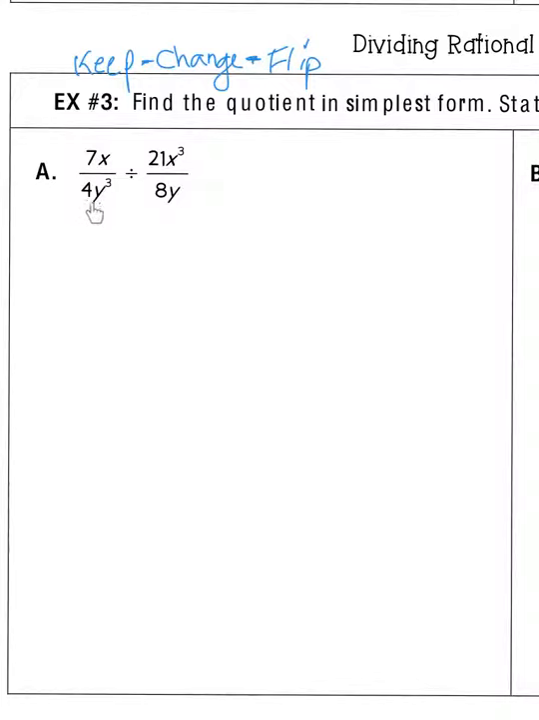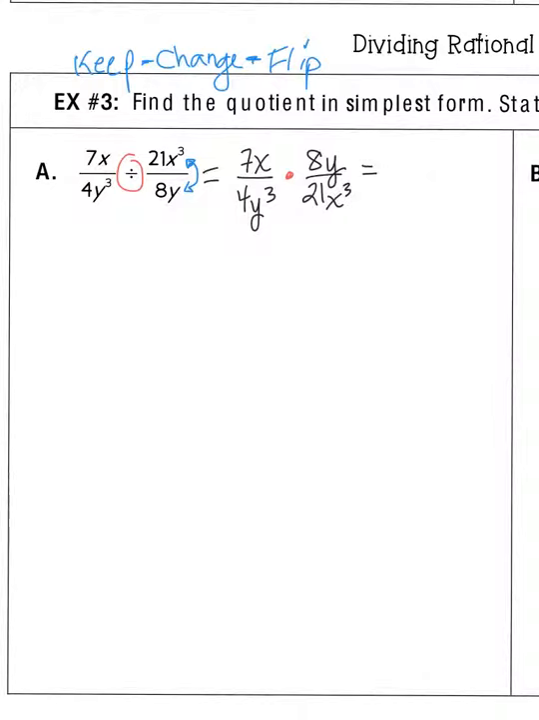So keep means you're going to keep the first fraction exactly as you see it, don't touch it. Change means you're going to change division to multiplication. And flip means you're going to change this into its reciprocal. So the 8y goes up top, the 21x cubed goes in the bottom. So that's what we're going to do. We're going to keep, so I have 7x over 4y to the third. Then instead of division, we're going to change that to multiplication, and then we're going to flip this fraction. So the 8y is going to go up top, and the 21x cubed is on the bottom.